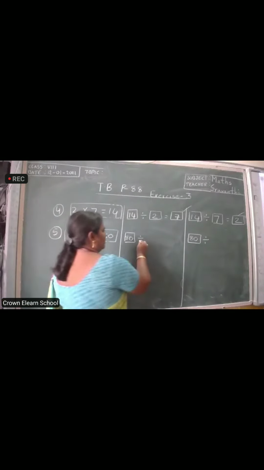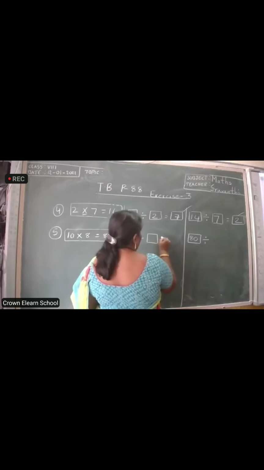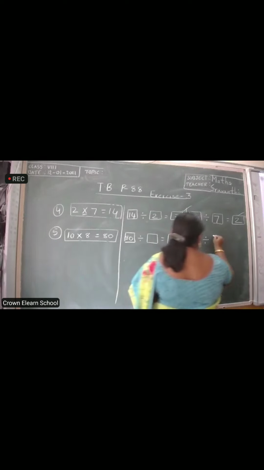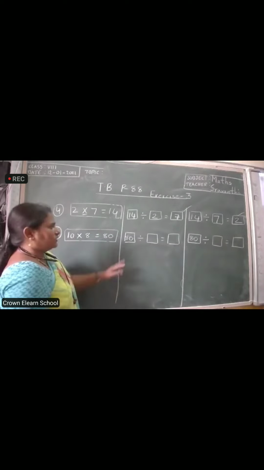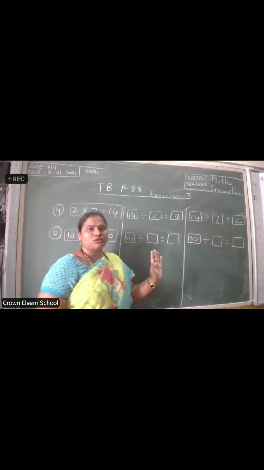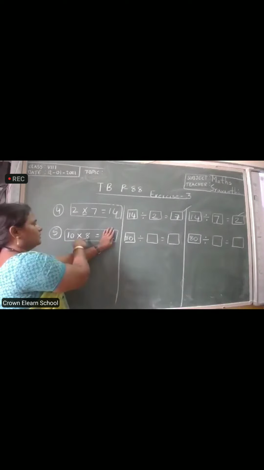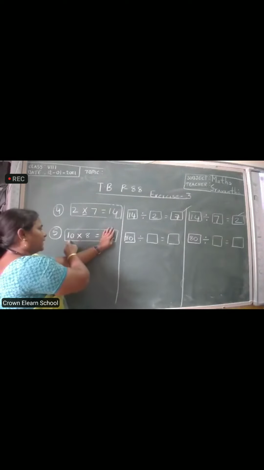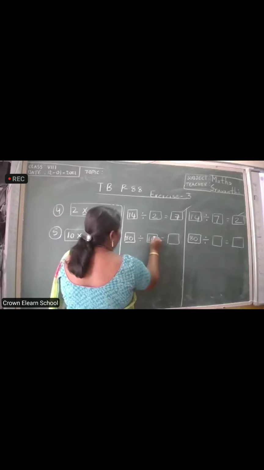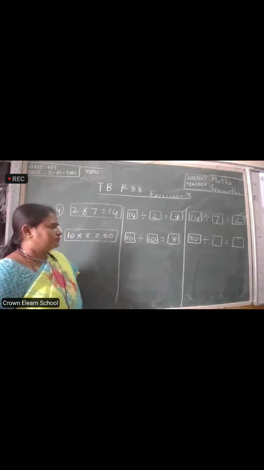Okay? The divided by symbol is already there in the textbook. We need to fill 2 more boxes. Do you know the answer? So 80 we have already written. Now what are the 2 numbers left? 10, 8. Write in the same order. 10, 8. Same order.